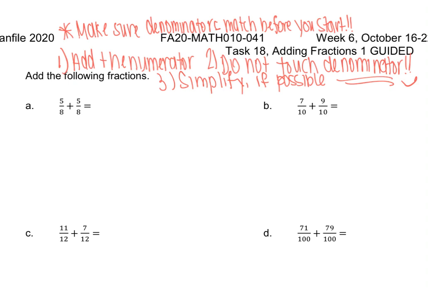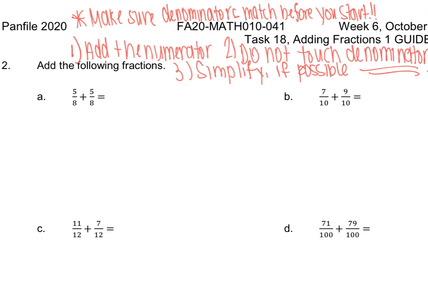but we'll get there. All right, so we're just adding at this point. So in letter A, all right, you do have your common denominators. They're both 8s, so you can begin. We're going to add the numerators. 5 plus 5 gives me 10. I don't touch the bottom. 8. And now I see if I can simplify. They're both even numbers, so I'm going to cut them both in half, and I get 5 over 4.